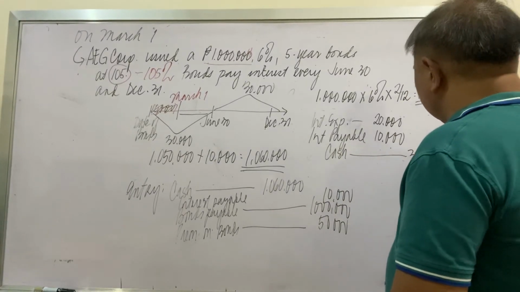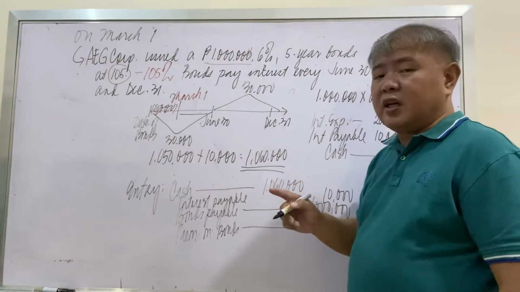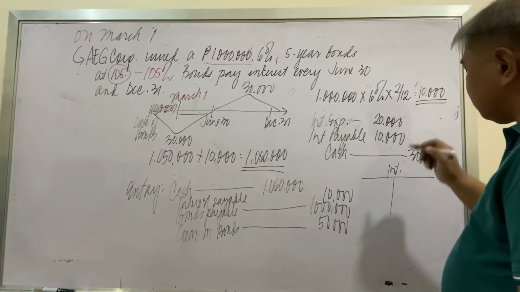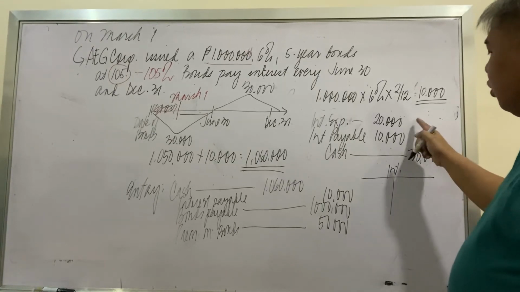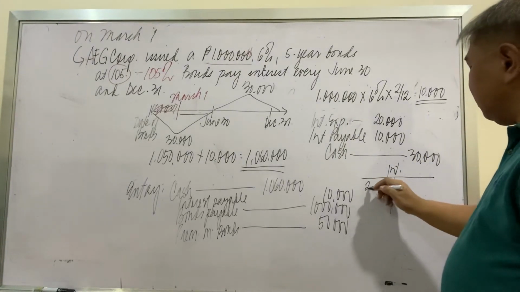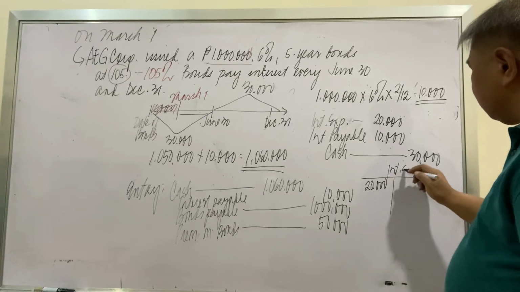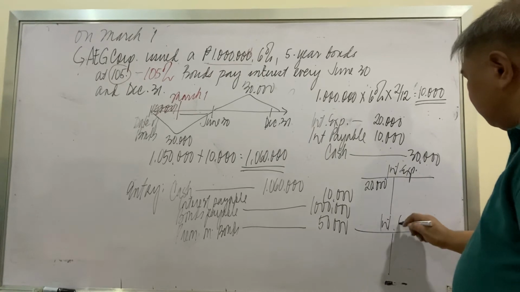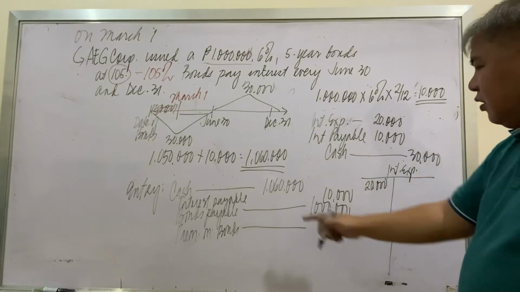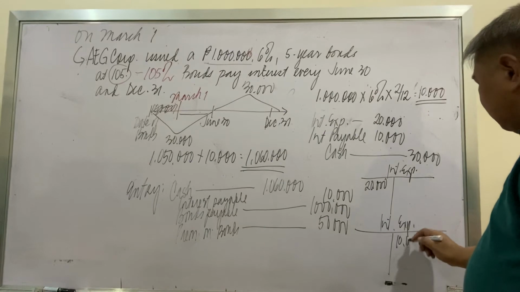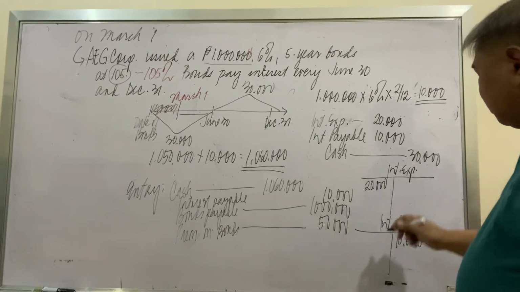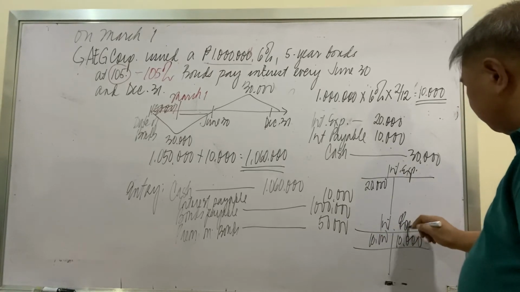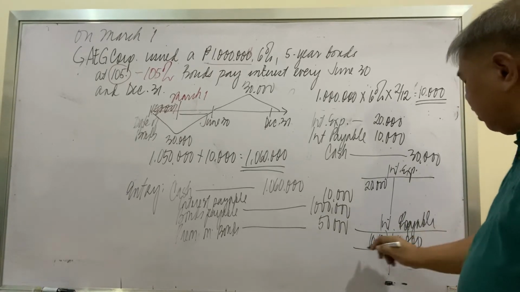If you look at interest expense for the first 6 months, there was a debit of 20,000, and this is the only interest expense. For the interest payable, it was first credited when the bonds were issued for 10,000, and it was debited for 10,000. So there's no interest payable anymore.